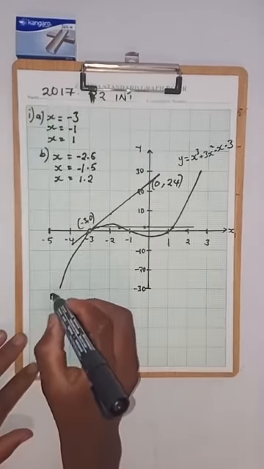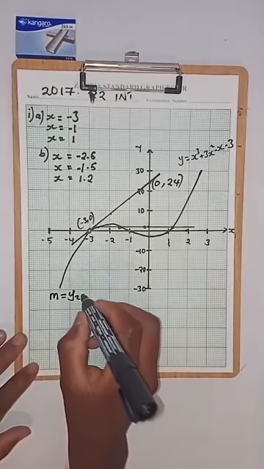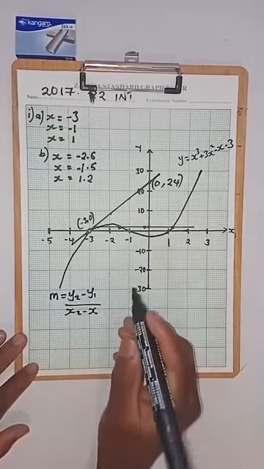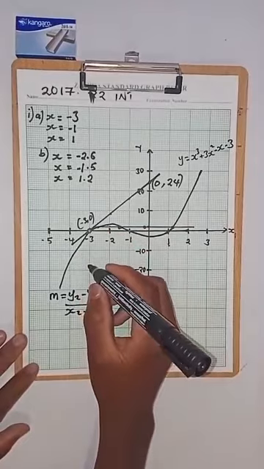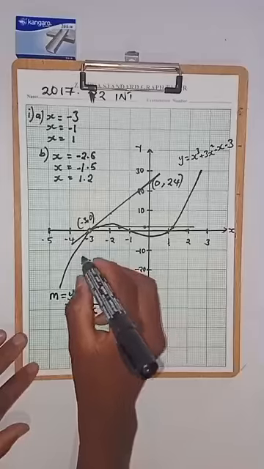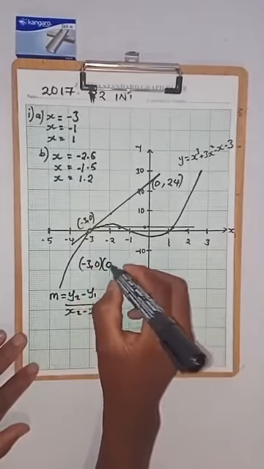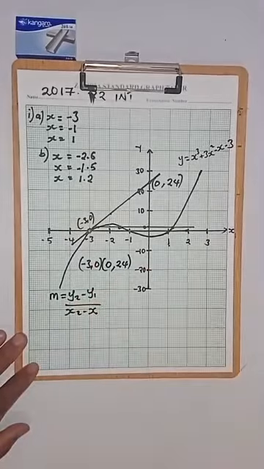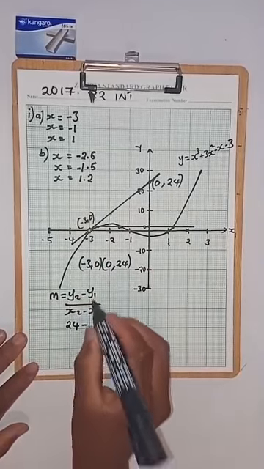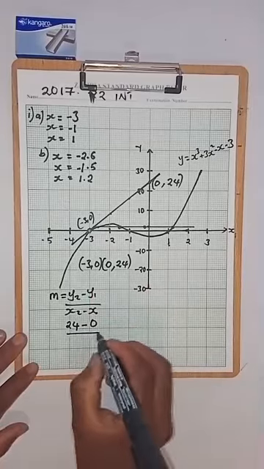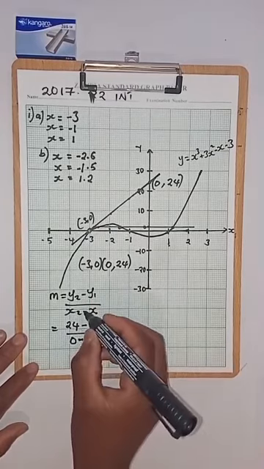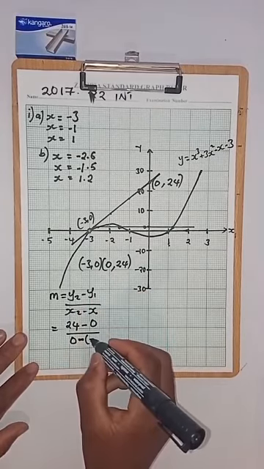So now after having the points, because we are looking for gradient, we are going to say gradient m is equals to y2 minus y1 over x2 minus x1. So now this can be our first coordinates. We're going to have negative 3, 0 like that. Then this will be 0, 24 like that. So here our y2 we have it as 24 minus y1 we have 0 here over x2 we have 0 minus for the formula, and then x1 we have negative 3.